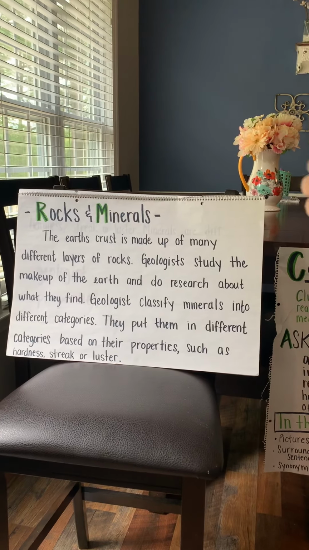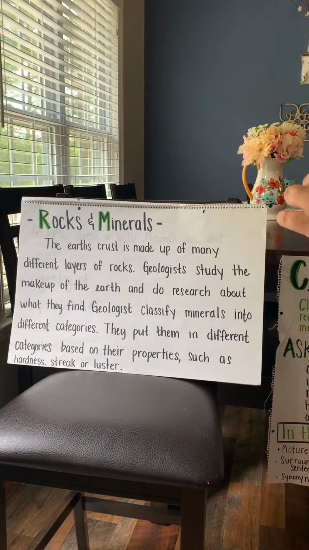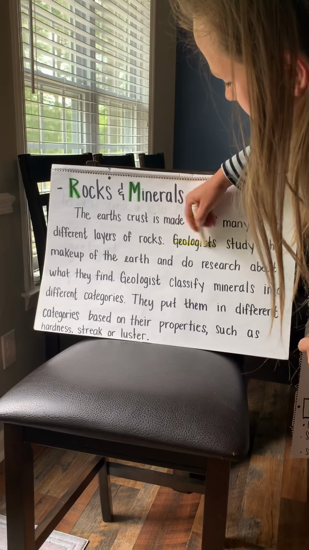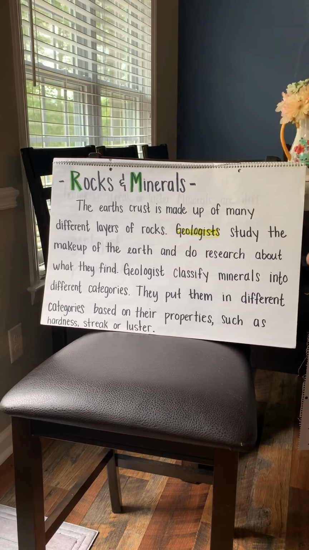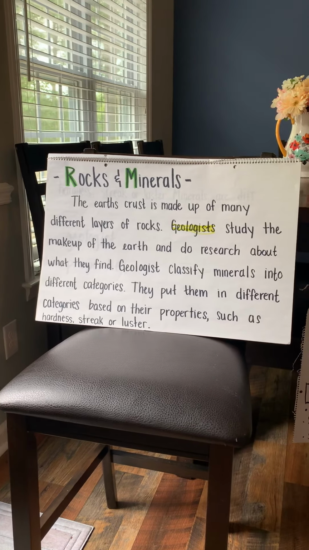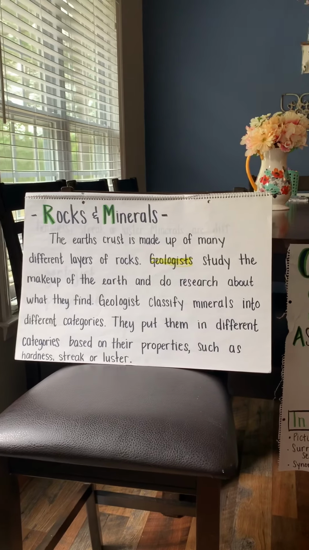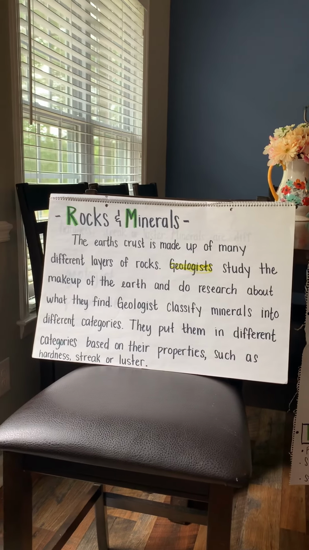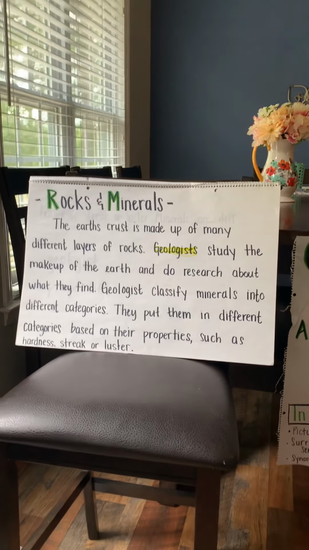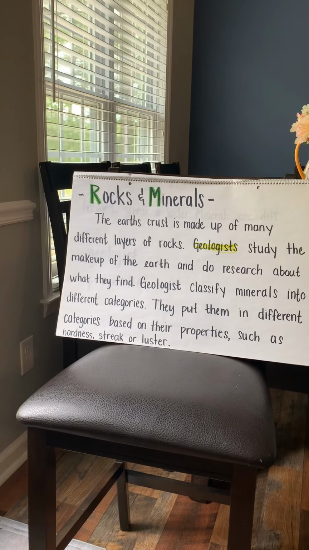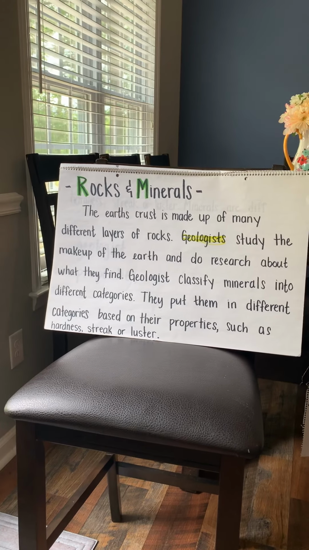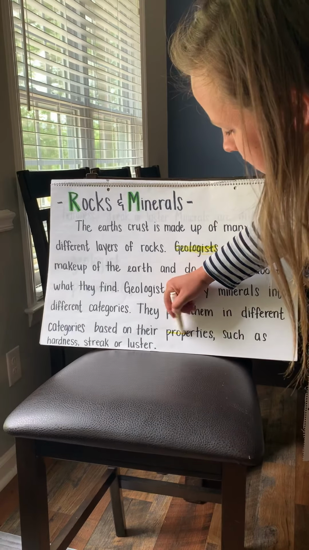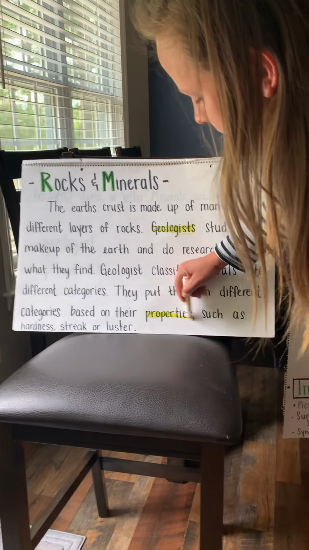Number 2. The Earth's crust is made up of many different layers of rocks. Geologists, I might not know what that word means. Geologists. I don't know why I slapped an extra S on there. Y'all forgive me. Geologists study the makeup of the earth and do research about what they find. Geologists classify minerals into different categories. They put them into categories based on their properties, such as hardness, streak, or luster. I really don't think I understand what properties means either. Let me highlight that word.